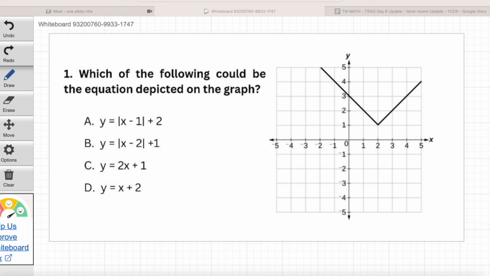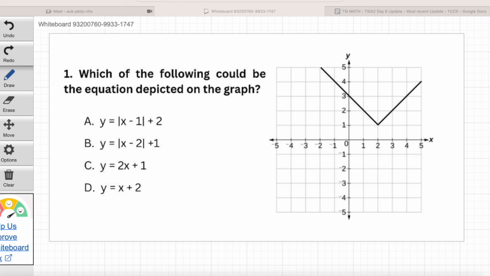What's kind of funky about this is, if you look at answer choices A and B, do you see those funky lines around x minus one and x minus two? Have you seen that notation before? Those are called absolute value lines or absolute value bars. Yes, I have seen those. Do you know what absolute value means? Are you familiar with that? Isn't that like they're the same value outside of the lines?